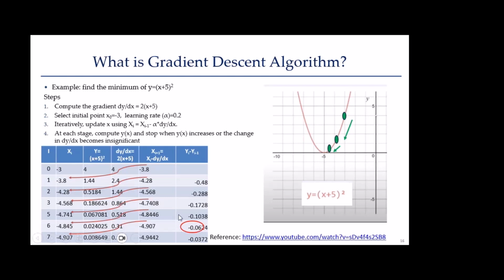So in this case, we can stop at stage 6 or step 6, where the change in y has become very insignificant. It's here 0.06. This means we can stop. However, if we'd like to move more, we can continue. We will produce less and less difference.